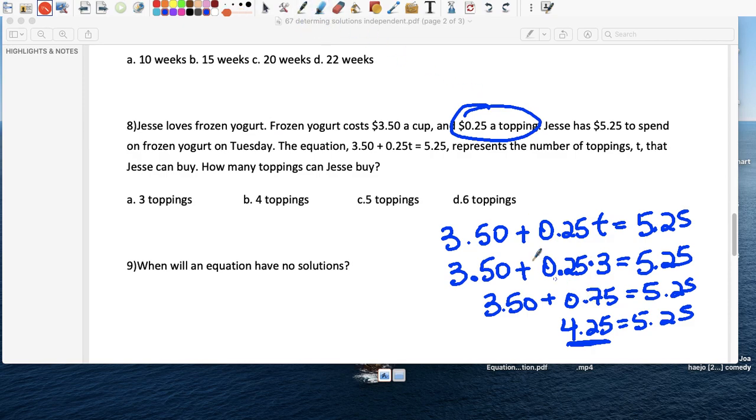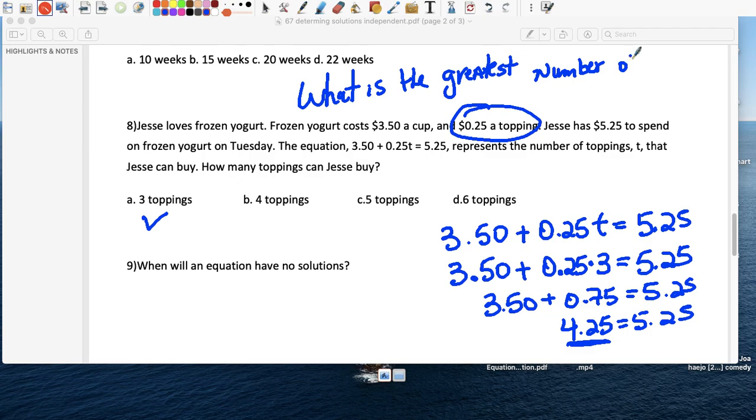So, three toppings is okay. It's not the solution. It's okay. She can buy three toppings. Ella tiene dinero suficiente para tres toppings. So, the better question would be, how many toppings can she buy? What is the max? ¿Cuál es el número más grande de toppings? What is the greatest number of toppings? No?